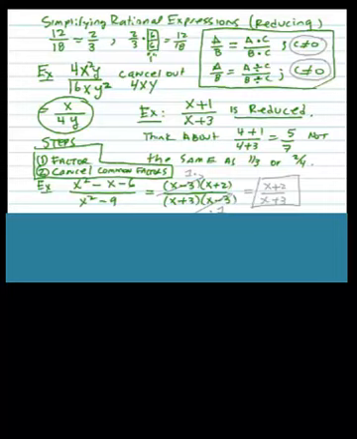Step number 2 is to cancel out a common factor. Now we can see that we have a common factor on top, x minus 3, and a common factor on the bottom, x minus 3. And we end up with x plus 2 over x plus 3 as the solution to the problem in lowest terms. Remember, technically, when we cancel out a common factor, we're replacing it with a 1. And so we have 1 times x plus 2 on top and x plus 3 times 1 on the bottom.